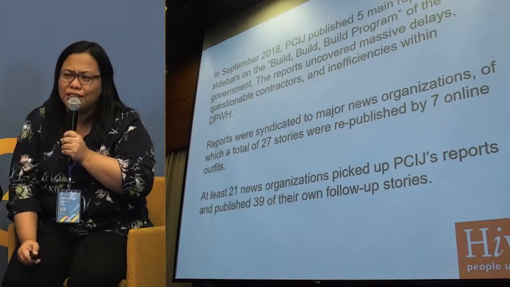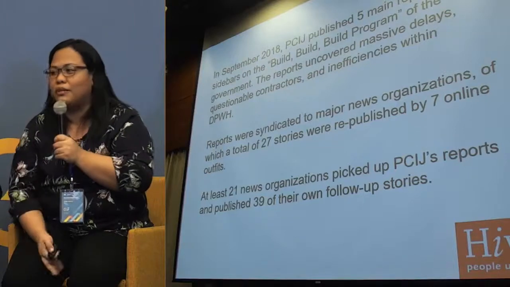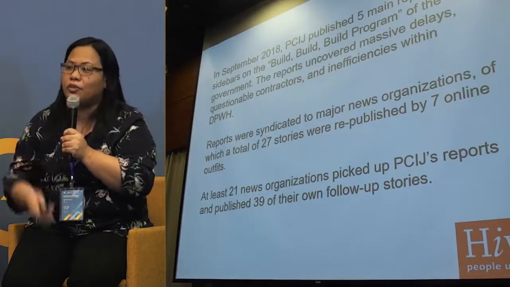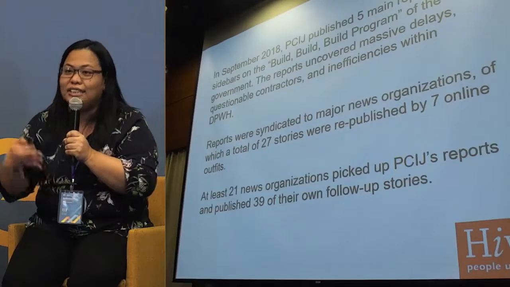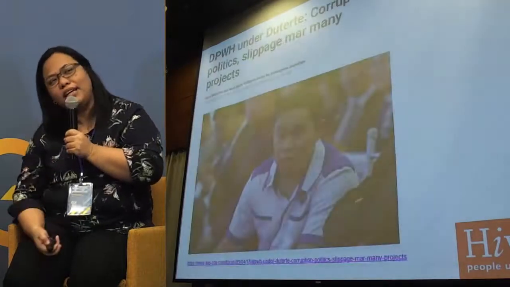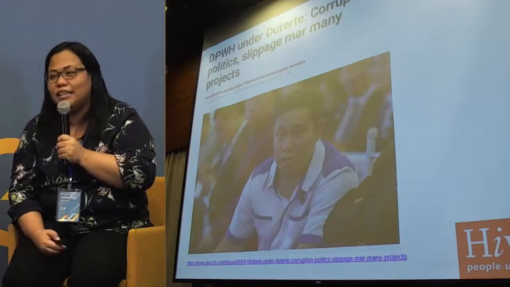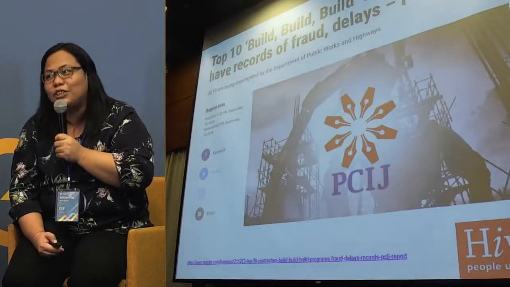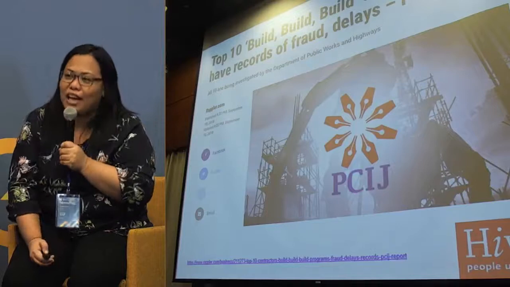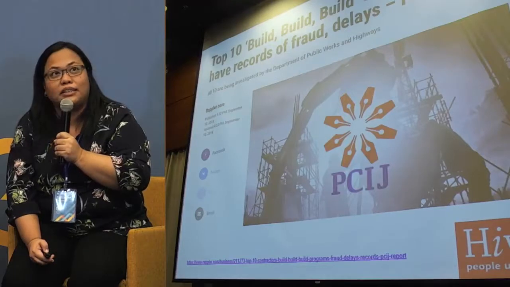What's more interesting is that after the media outfits saw how valuable the investigative reports were, they actually went forward and published 39 of their own follow-up stories. So there really is interest in terms of how you would want to look at contracts. So here are some of the examples that they did. They highlighted corruption, politics, and slippage in projects. They also found out that the top 10 contractors in the Build, Build, Build programs actually had a record of fraud and delays. Most of them were actually already blacklisted by government.